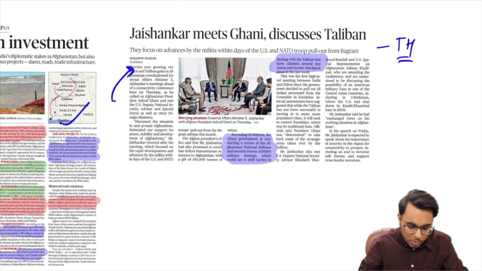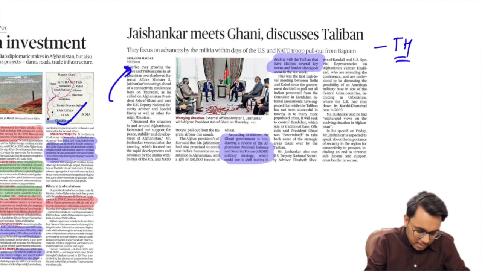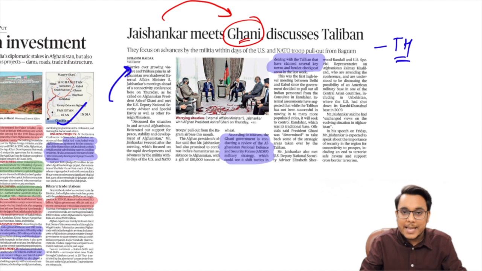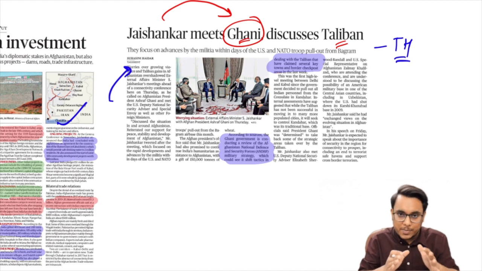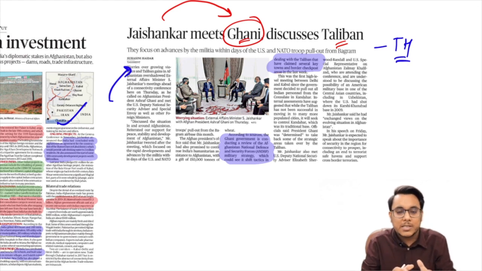Now guys, in this particular direction, the Minister of External Affairs, Jaishankar, met Ashraf Ghani, and they discussed the situation with the Taliban. Now guys, what has happened in Afghanistan is that the administration is very concerned about how the Taliban can be pushed back and how it can be prevented from taking away the important and strategic cities.